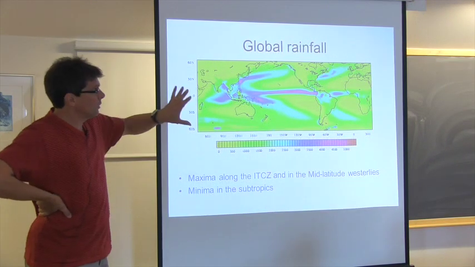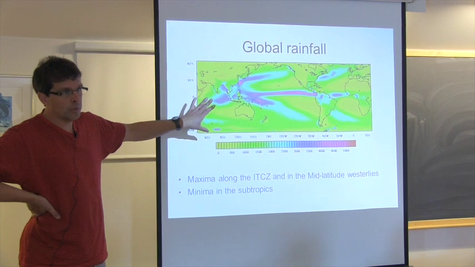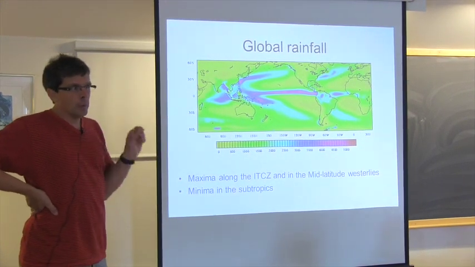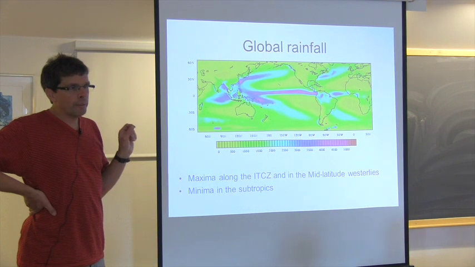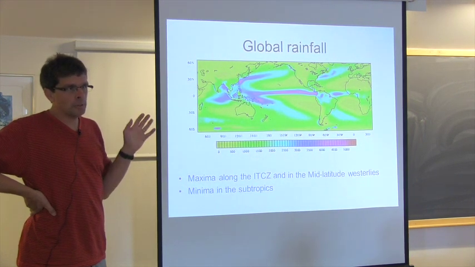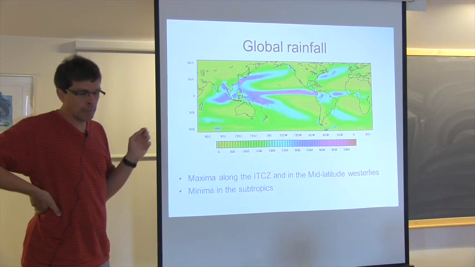Okay, so we ended up with talking about the large-scale circulation and what that does to the climatological features. Now I will talk a little bit about some of the weather systems that we see both in mid-latitudes and in the tropics, and then after that I will start with the climate models.